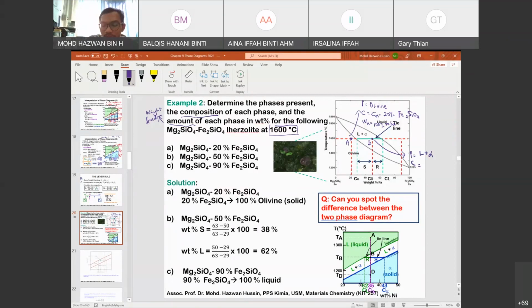If you refer back to the lever rules, I think I have told you that if you have two phases, that means you need to report the two compositions as well. So you will have, using the formula, C alpha and also C liquid. Roughly how much?